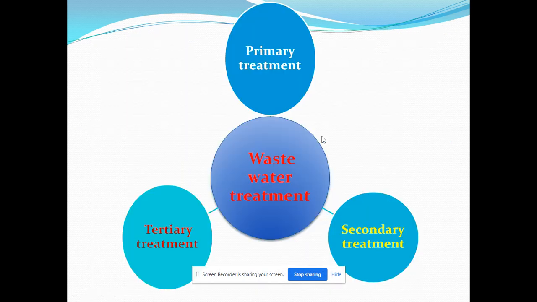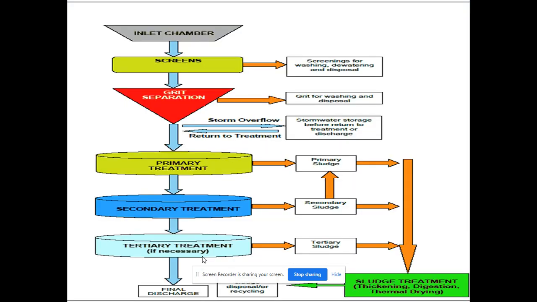Wastewater treatment is carried out by the following three treatment processes. Primary treatment is physical treatment, secondary treatment is biological treatment, and tertiary treatment is chemical treatment. This is the overall representation of wastewater management, how wastewater is collected, then transported and treated through various steps of primary, secondary, and tertiary treatment.